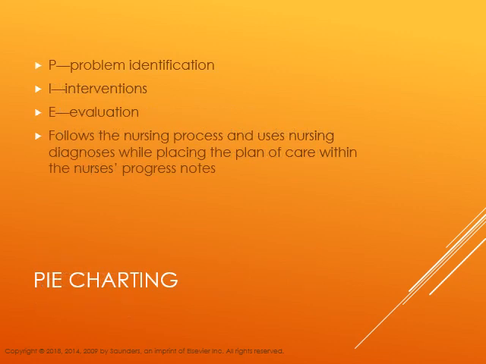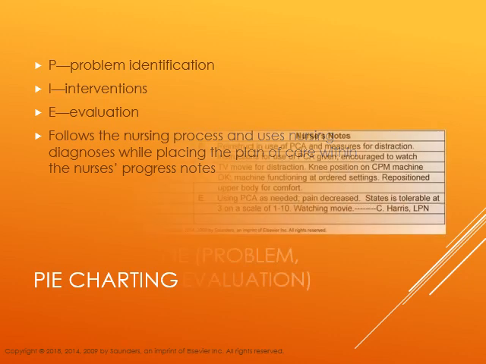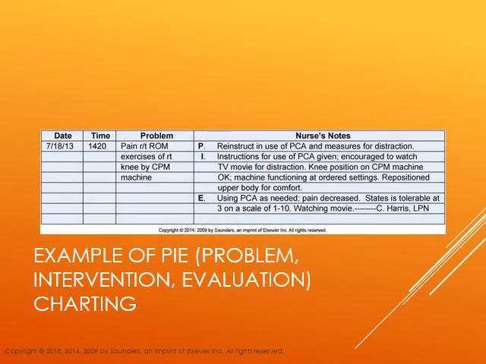Now PIE charting. The P stands for problem identification. The I stands for intervention. And E stands for evaluation. PIE charting follows the nursing process and uses nursing diagnosis while placing the plan of care within the nurse's progress notes. Here is an example of PIE charting: problem, intervention, and evaluation charting.